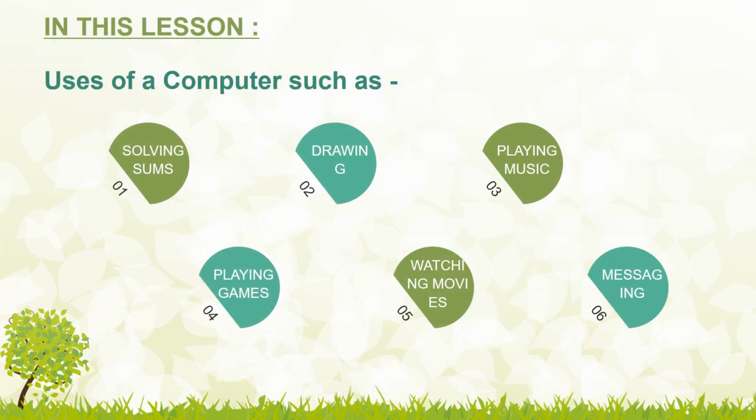In the previous chapter, you studied that a computer is an electronic machine which helps us in many ways. In this chapter, you will learn about these uses of a computer in detail. You will learn how a computer helps us in solving sums, in drawing, in playing music, in playing games, in watching movies and in messaging. We will learn about these uses of a computer in detail in this chapter.